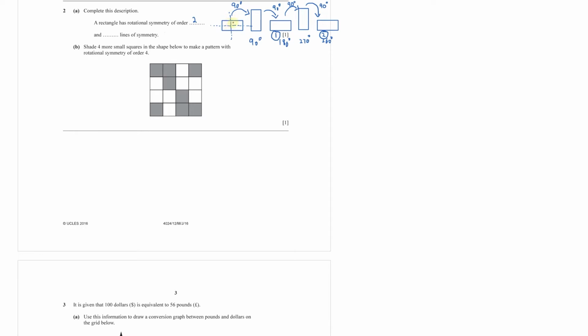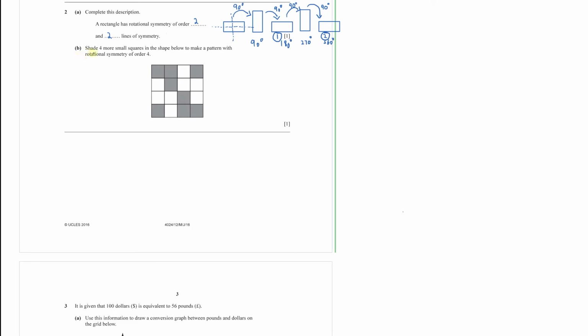And if you look at this line here, the rectangle is also mirrored across this line of symmetry on the left and on the right side. So these are the 2 lines of symmetry that a rectangle has.